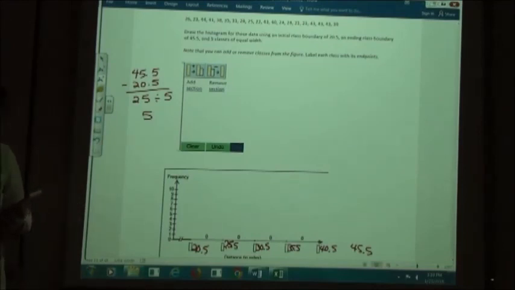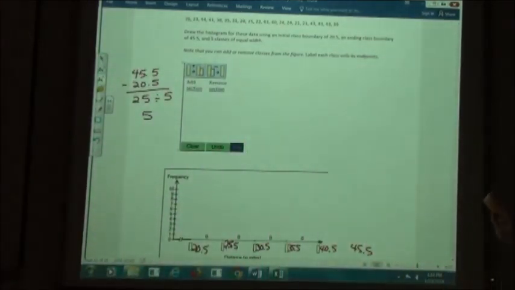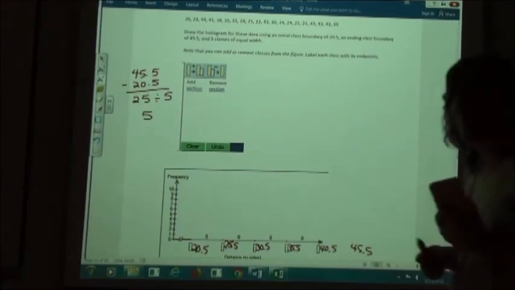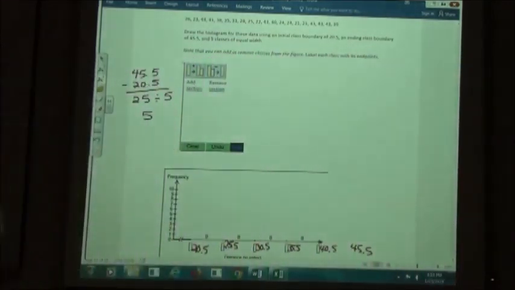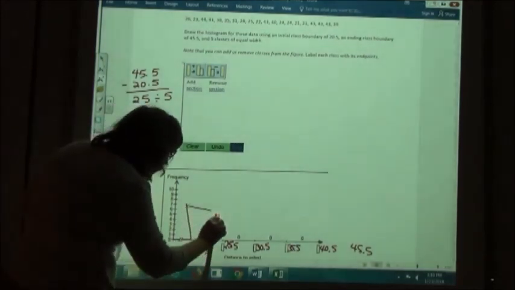So between 20.5 and 25.5, we have 7. That's what I got. 7. 7 in my first section.